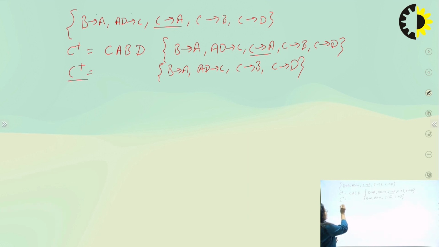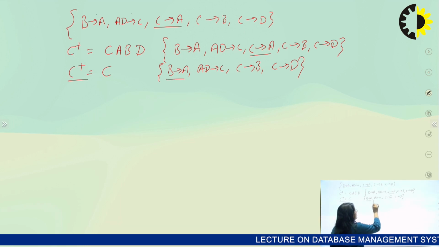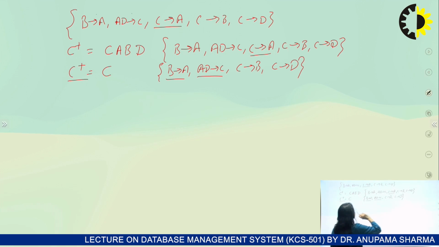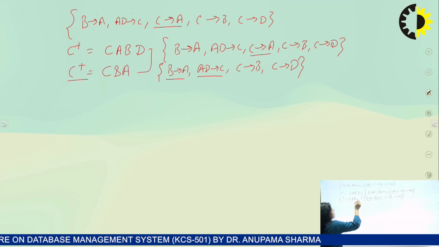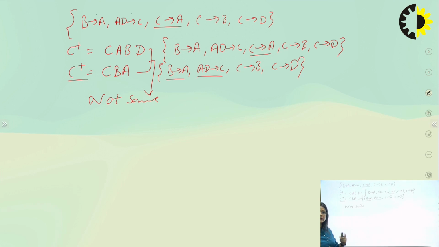Now, in this, what we will be able to deduce? C we are already having. If we are having C, we will not be able to deduce anything from here. Nothing from here. B can be deduced if we are having C. D can be deduced if we are having C. So, check these two set of attributes are same or not. Not. Okay. These are not same.